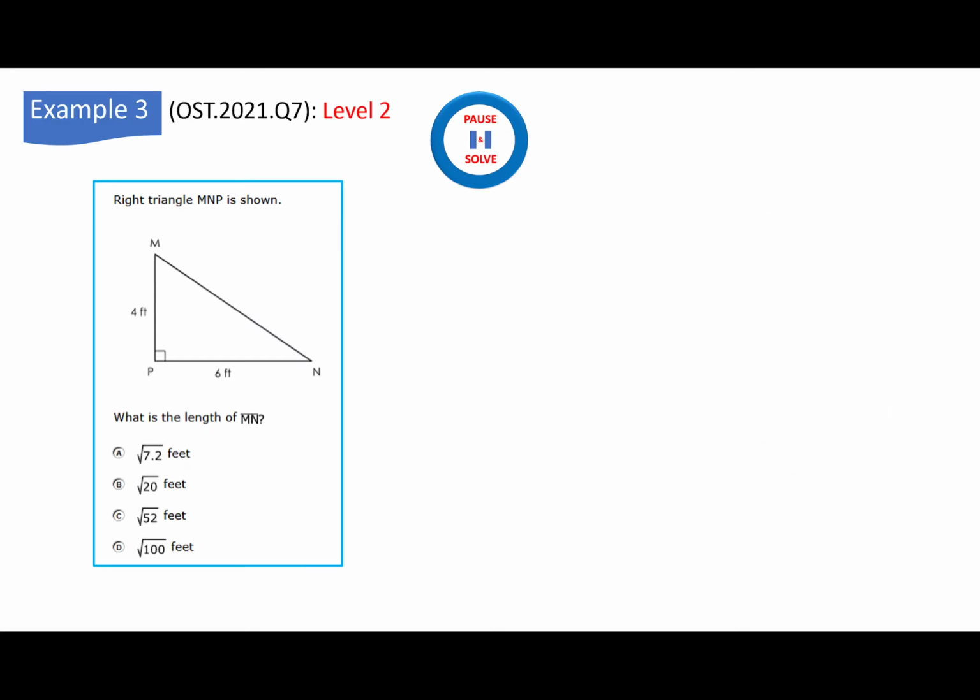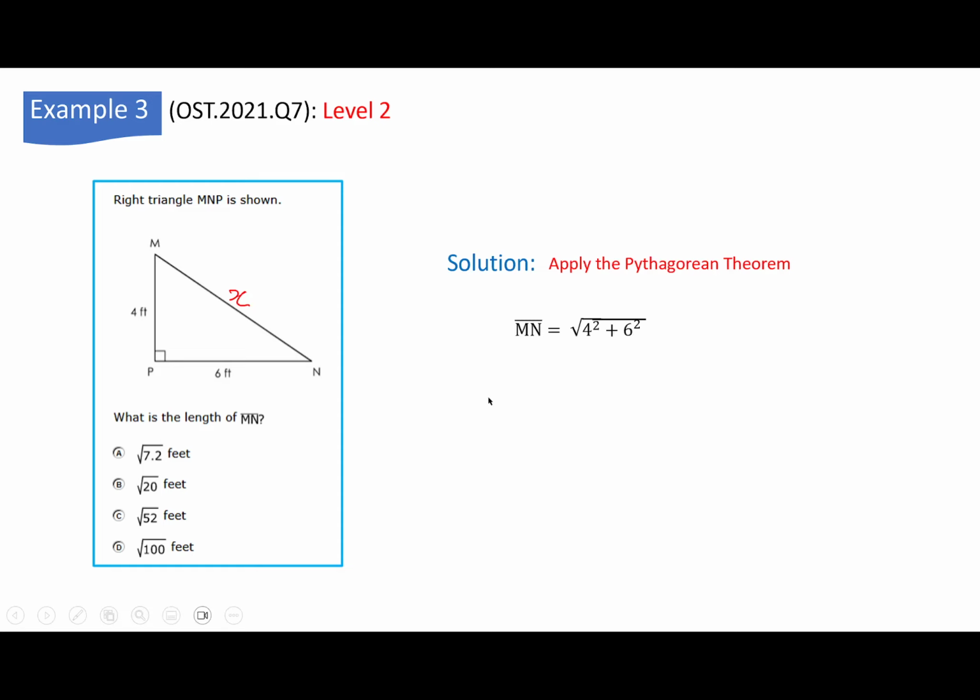Example 3. Right triangle MNP is shown. What is the length of MN? This is a very straightforward application of the theorem. So we want to find this here. Let's apply the Pythagorean theorem.